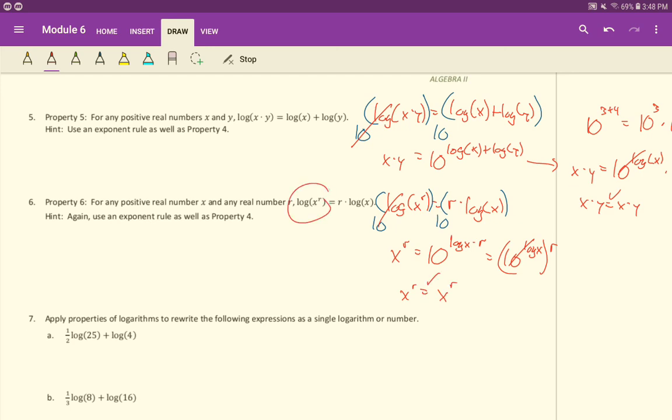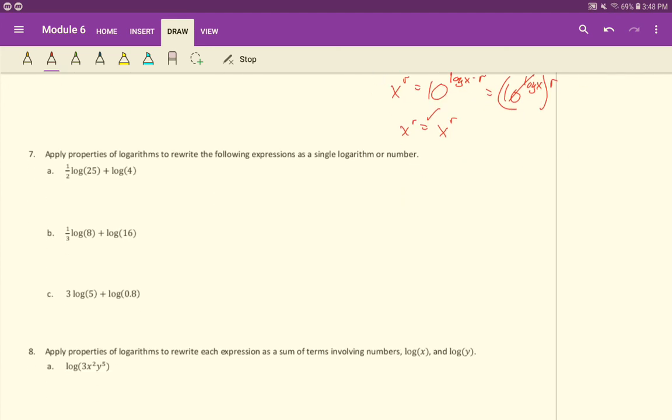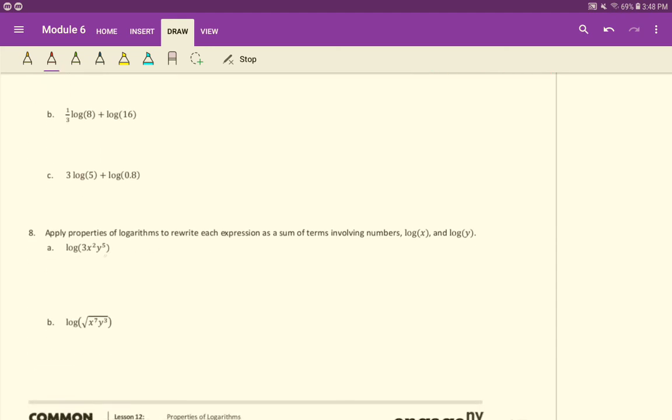So in general, if you take the logarithm of a number to a variable, you can bring that variable out front and multiply it with your logarithm. Okay? And then number 7 and 8, we will apply those properties to write things as a single logarithm or to rewrite an expression as a sum or difference of logarithms too. Okay, so we'll see you in the next lesson.